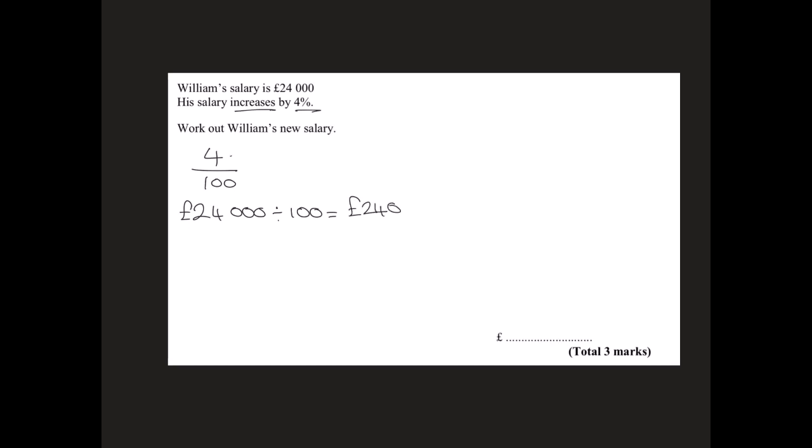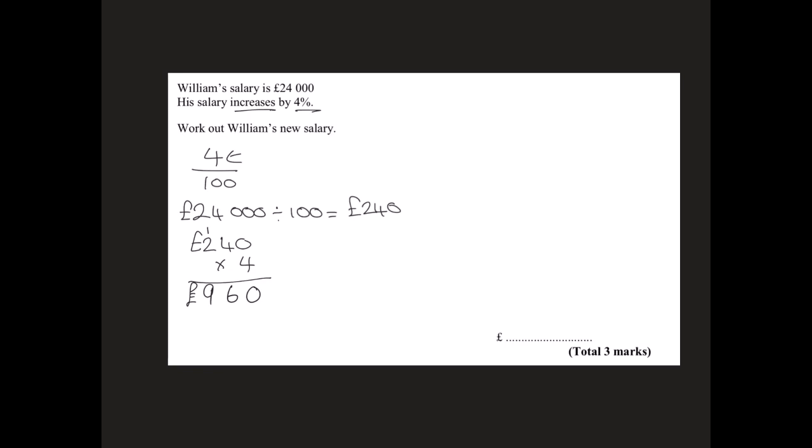Now I need to multiply by the top, so that's 4. So I'm going to do 240 times by 4. I'm going to write it out like this. So 4 times by 0 is 0. 4 4s are 16, so put my 1 up and my 6 down. 4 times by 2 is 8, plus 1 is 9, so it's £960. So that means William's salary is being increased by £960.